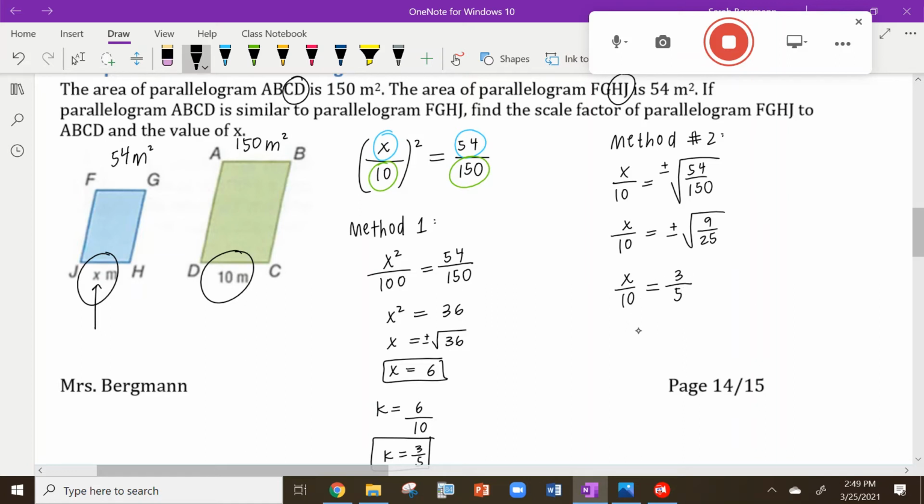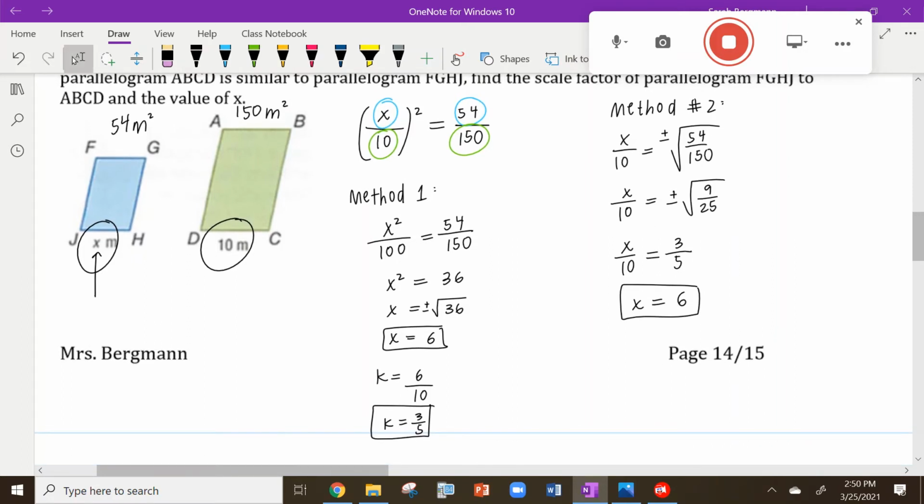Now this looks like a problem that I'm used to solving. Cross multiply: 10 times 3 divided by 5, that's 30 divided by 5, or 6. Notice either method you choose, you'll get the same answer. Once you have 6 as x, it's the same. From there, we plug it back into k for the scale factor to get 3 over 5. So either way you do it, you'll get the same answers.